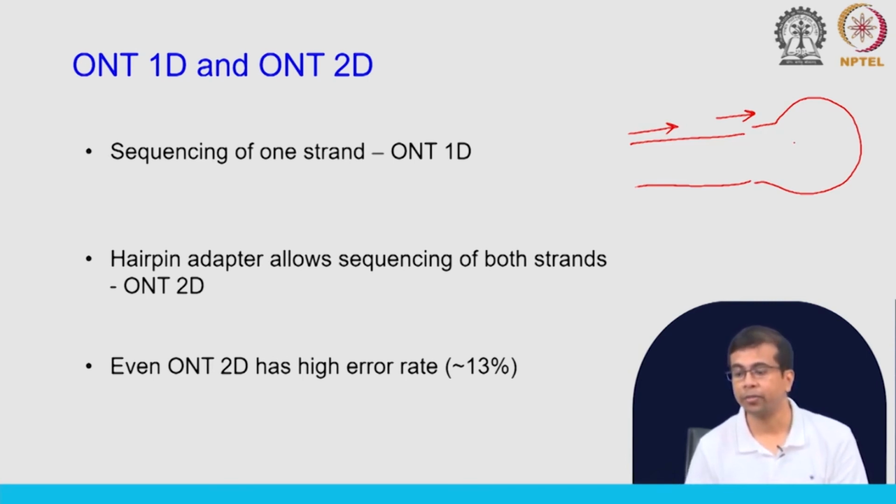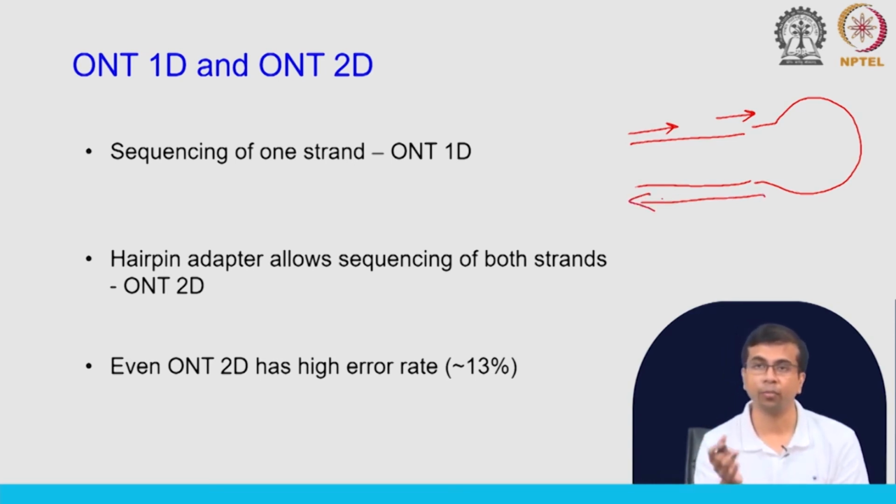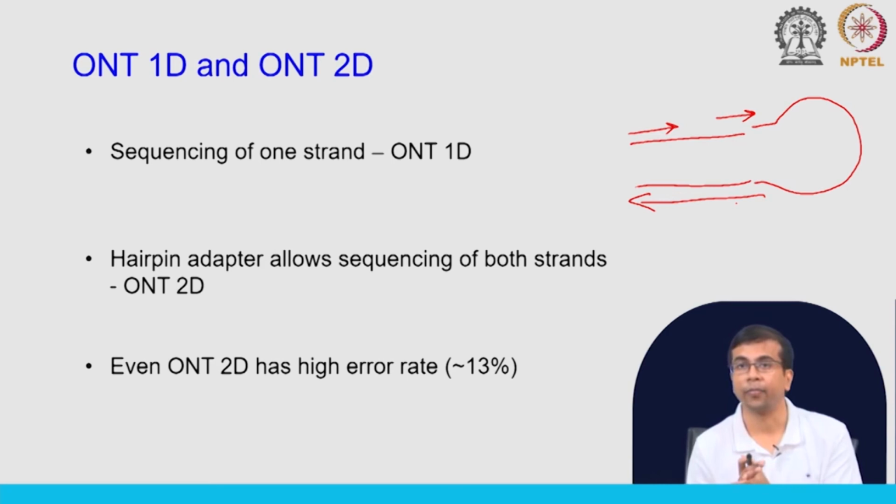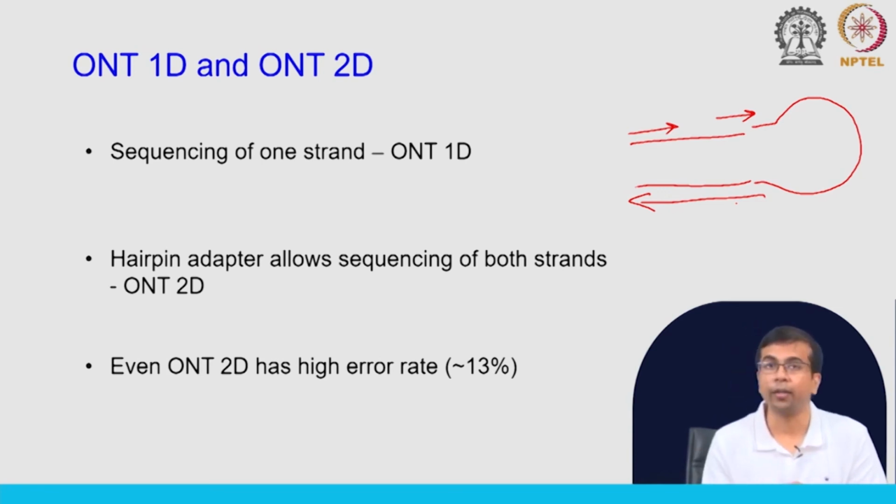Now, because we have this hairpin adapter, we can also sequence the other side. You can kind of move back and forth. We can go through this, then we can again sequence the other side. This helps in improving the accuracy, because we are getting sequence from the same DNA fragment. These are complementary strands, but the same part of the same fragment. So, we will get more sequence data, and this helps us in calling the consensus sequence. This hairpin adapter allows us to sequence both strands, and this is called ONT 2D.